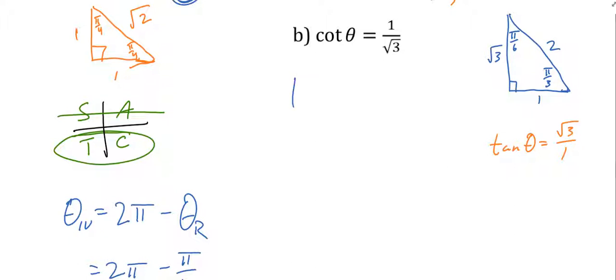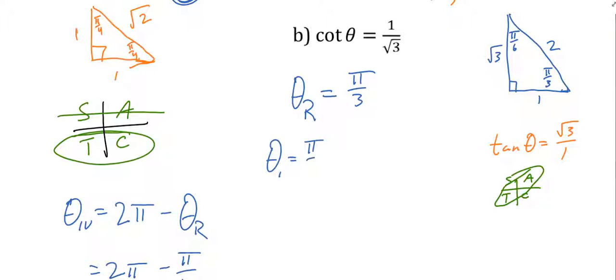So that means our related angle is pi by 3. And CAST: cotangent is positive, so it's positive in quadrant 1 and quadrant 3. So theta in quadrant 1 is the same as theta related. And theta in quadrant 3 is pi plus pi by 3, which is 4 pi by 3.